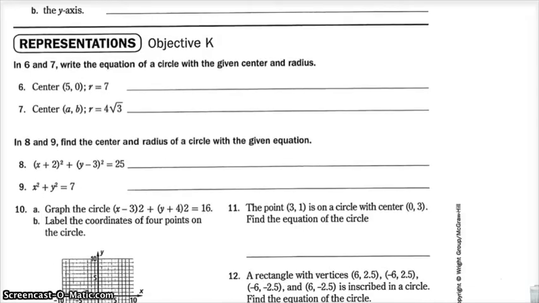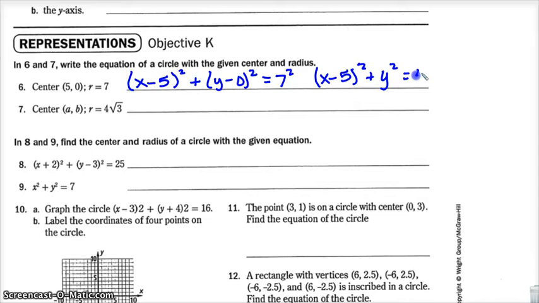Please scroll down to examples 6 and 7. We're asked to write the equation of a circle with the given center and radius. So, with this given center, I will say it is (x − 5)² + (y − 0)² = 7². Now, this can be simplified to be (x − 5)² + y² = 49. There you have an equation of a circle.